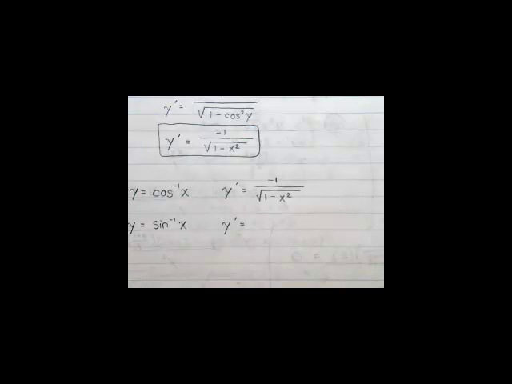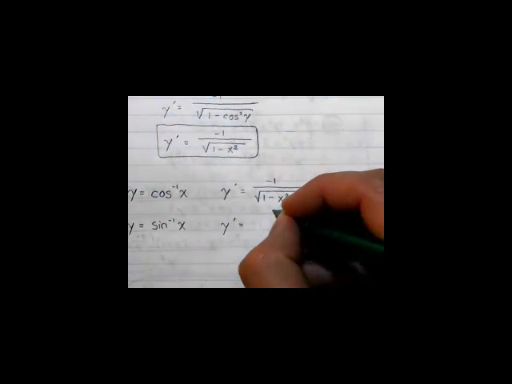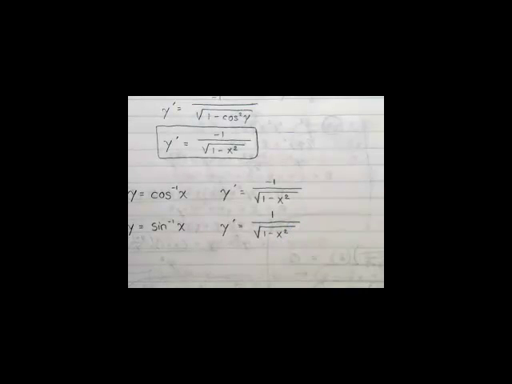All right, if you're not done yet, don't look at the board. If you are, do look at the board so you can check and see how you did. They're nearly identical, right? The only difference is the derivative of inverse cosine is negative and the derivative of inverse sine is positive.